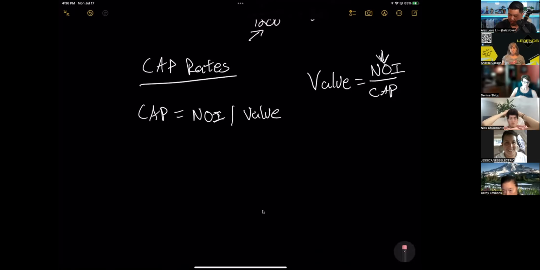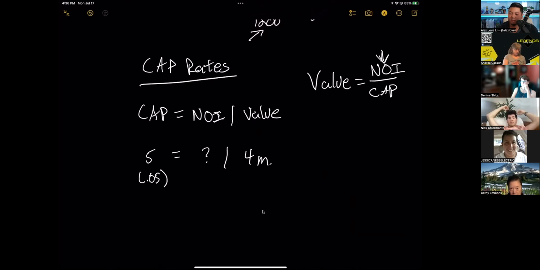Let's do this real quick first. If you have a property that has a five cap rate and you don't know what the NOI is, but they want $4 million for the property, what is the NOI? I already kind of wrote it out in formula for you guys. Cap rate is in percentage, so it should be represented like this. Boom. Everybody clear on how 200,000 came about? No? Okay.